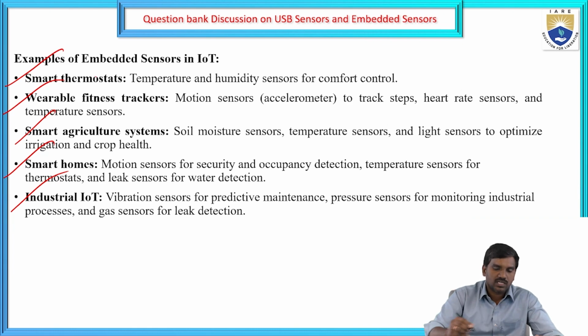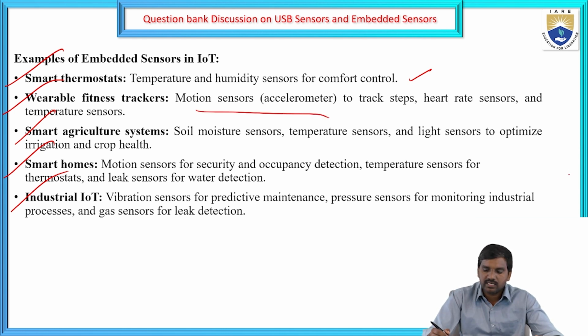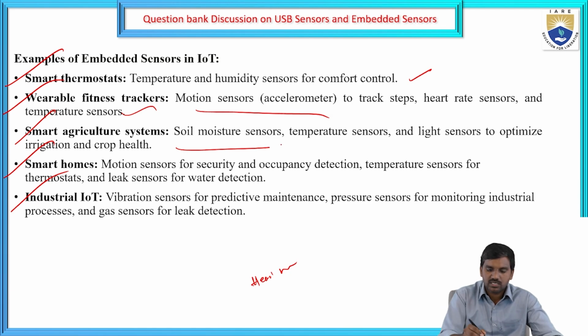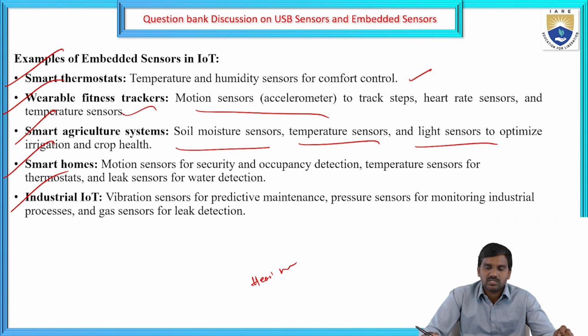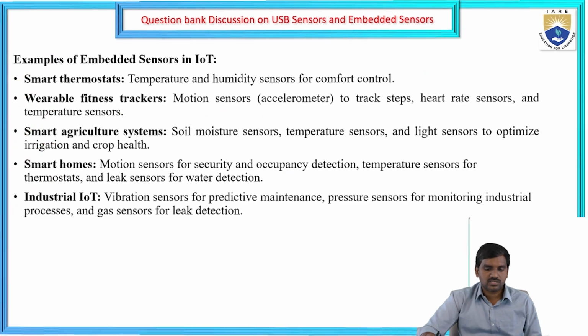For example, the smart thermostat uses temperature and humidity sensors to record data for comfort control. A wearable fitness tracker uses a motion sensor to track steps, heart rate, and a temperature sensor. In smart agriculture, soil moisture sensors, temperature sensors, and light sensors optimize irrigation and crop health. And in smart homes, motion sensors are used for security and occupancy detection, temperature sensors for the thermostat, and leak sensors for water detection. So these are some examples of embedded sensors in IoT.